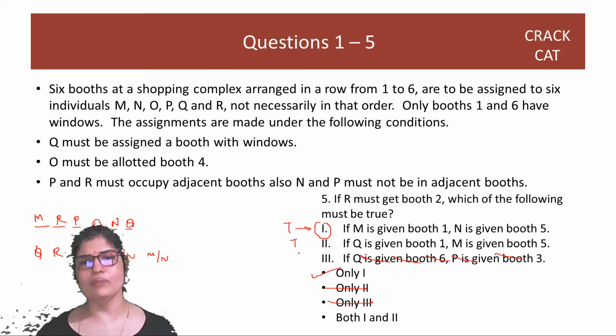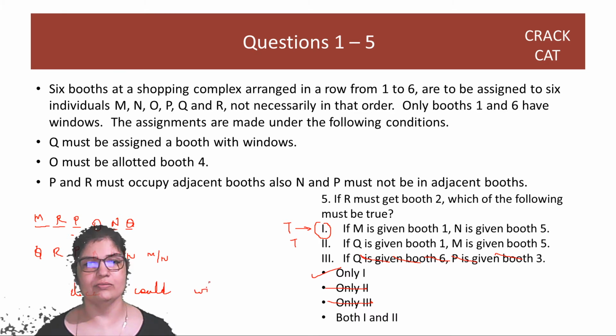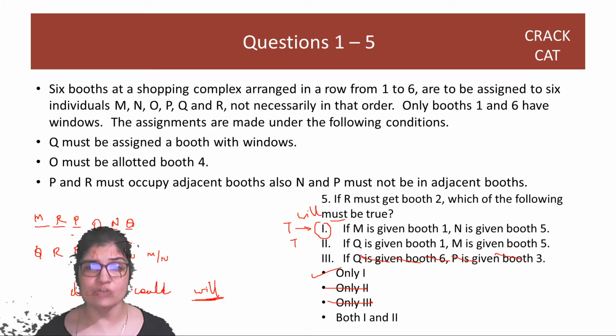So guys, before we move away, we spoke about this when we were doing the dice question also. The difference between could and will. Will means you want a unique solution. The question says which of the following must, which is the same as will. It has to be true, right? So if Q is given booth 1, does M have to be at 5? No, M can be at 6. If the question says which of the following could be true, then 2 would be true.